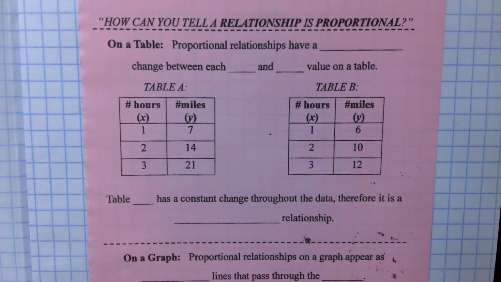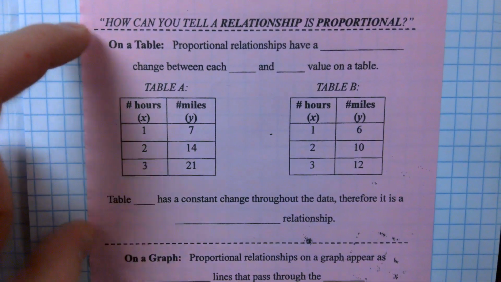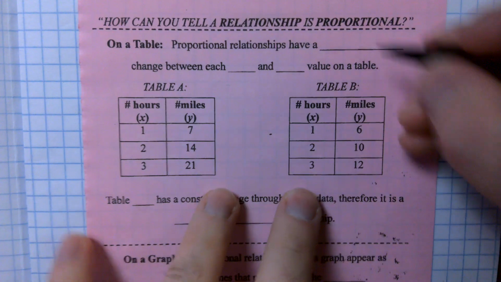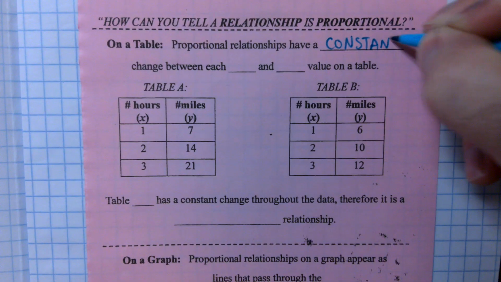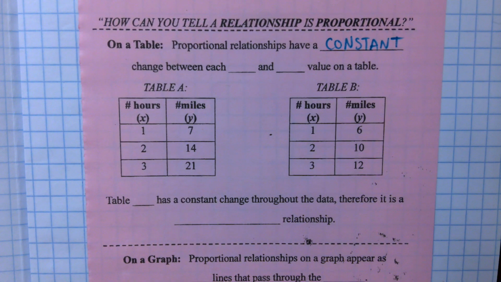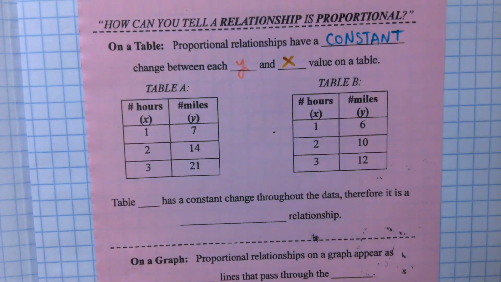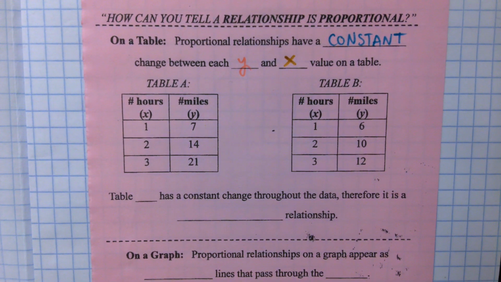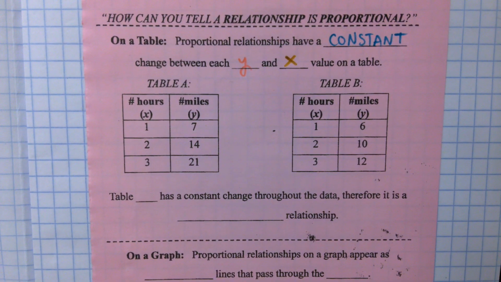How can you tell a relationship is proportional? Let's first look at a table. We've seen tables the most out of anything. Proportional relationships have a constant change. We already know that word, right? What does constant mean? Over and over again, repeating the same. Those all mean constant. We have a constant change between each Y and X value on a table. We already know this. We defined this on Monday. Constant change between Y and X.